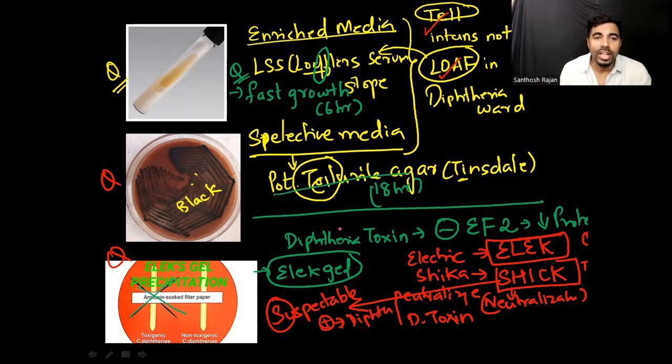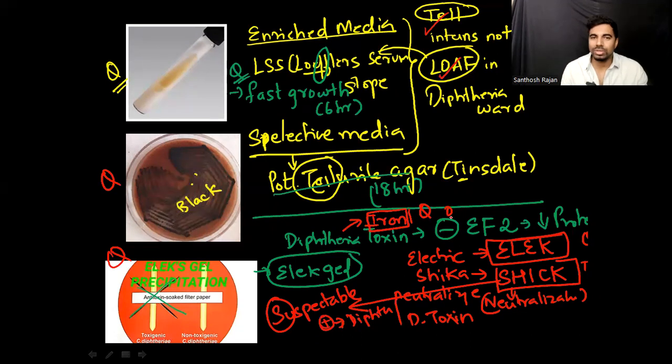And one more thing, don't forget. In diphtheria toxin, I forgot to tell that the toxicity depends on which concentration? Iron concentration. Remember that. Iron is important. So the more the iron, the more will be the problem. Okay, remember, when the iron is more, there'll be more problem. So iron concentration matters.